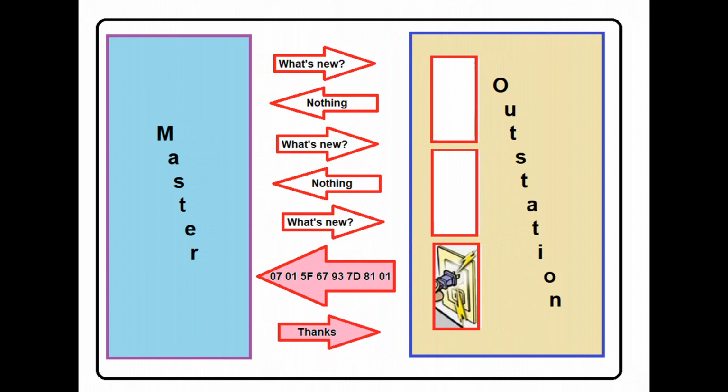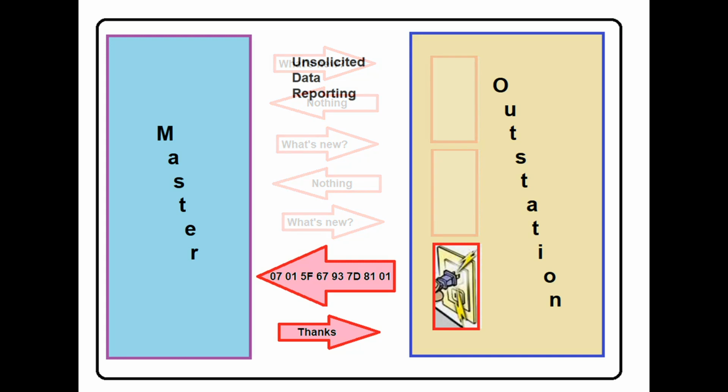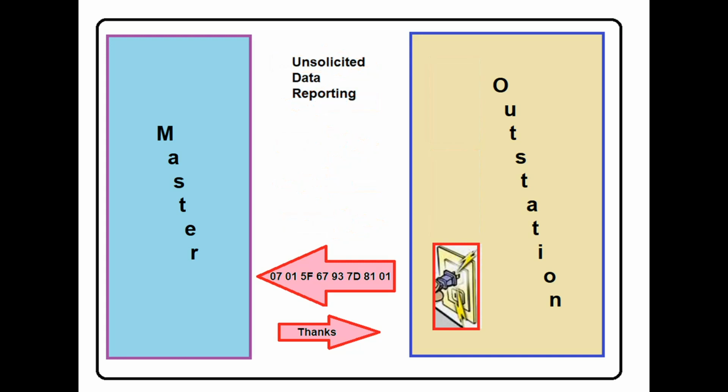The prior sections dealt with reporting static data and event data to the master. The way discussed was for the master to request the data and the outstation to respond. There is another way to get event data to the master, and that is for the outstation to decide to send event data by itself. The term for this is unsolicited data.